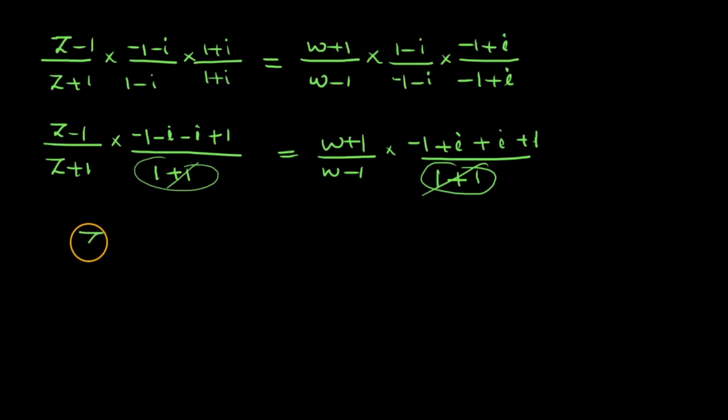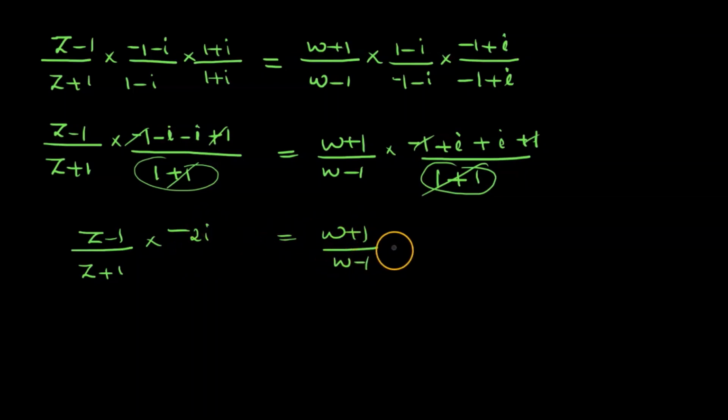Now what we get? Z minus 1 divided by Z plus 1, into, this is minus 1 plus 1 cancel. Minus 1 plus 1 cancel. This is minus 2I. And W plus 1 divided by W minus 1, into, this is 2I. So 2I cancel. What we get? Minus of Z minus 1 by Z plus 1 equal to W plus 1 divided by W minus 1.